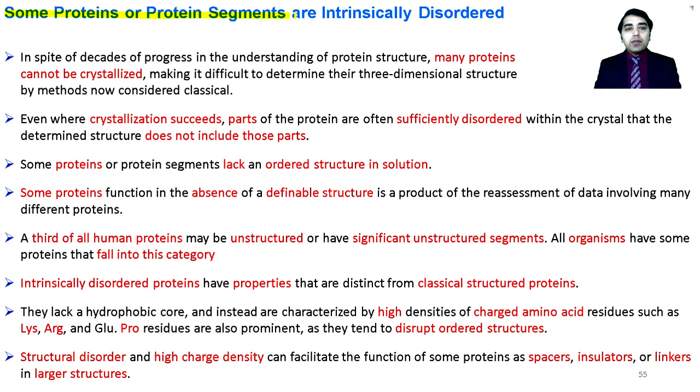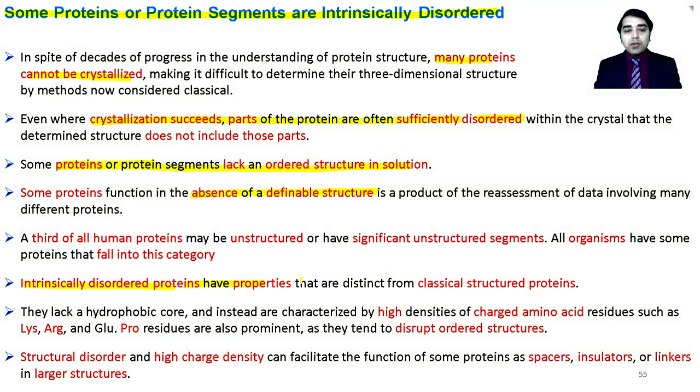Some proteins or protein segments are intrinsically disordered. In spite of decades of research on understanding protein structures, many proteins could not be crystallized. In some cases, proteins were crystallized, but a sufficient part of those proteins was disordered. There are also cases in which some proteins lack an ordered structure even in solution. Some proteins perform functions in the absence of definable structures. One third of all human proteins may be unstructured or have significantly unstructured segments. All organisms have proteins that fall in this category.